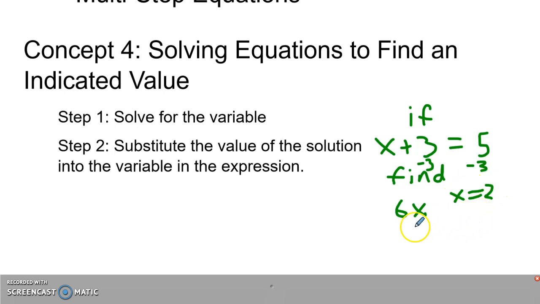We would take that value and plug it in for this x, and we would have 6 times 2, and 6 times 2 would be 12. And that is all you need to do when you are using the value that you find from an equation to solve an expression.